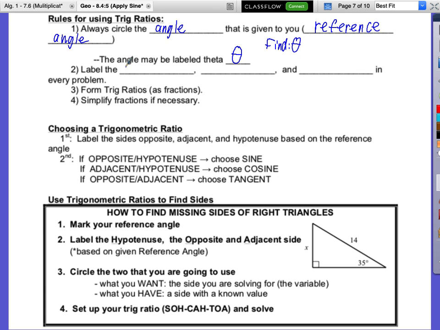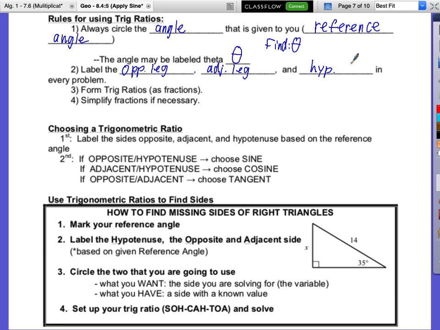Now once we have a reference angle, we'll label the opposite leg, the adjacent leg, and the hypotenuse in every single problem. Just like we did on that first example we walked through together, we'll label these every time. Then we'll form the trig ratios as our fractions, and we simplify them. Did we go through all those steps already? Yeah, we did. We just did that in the last problem. You guys each did those.